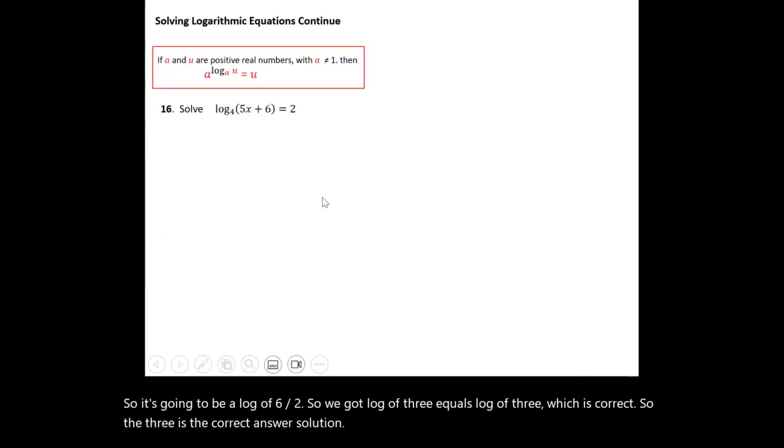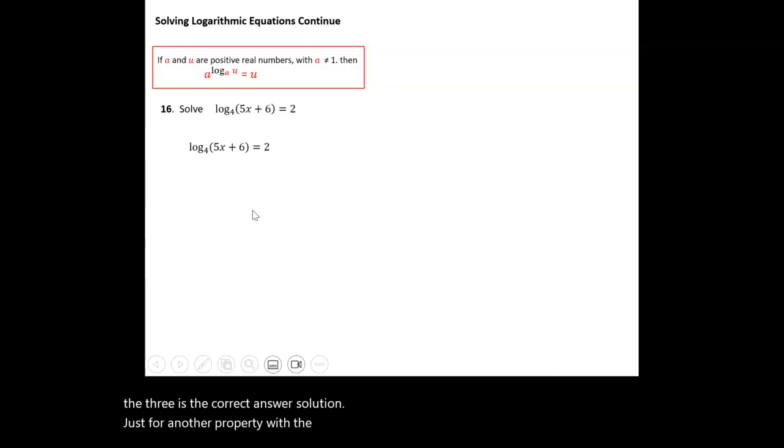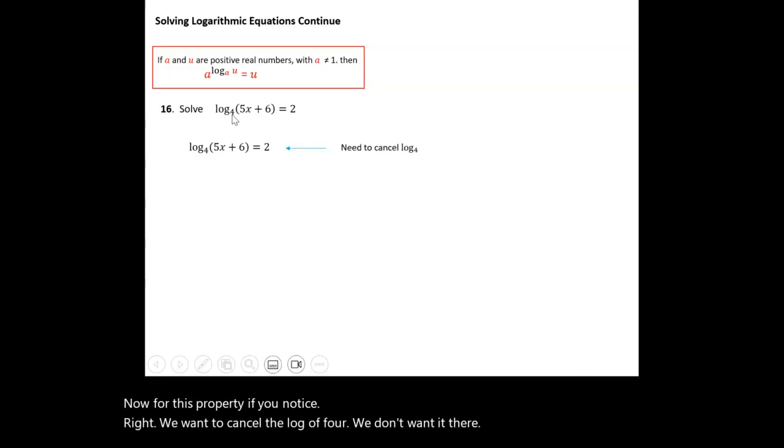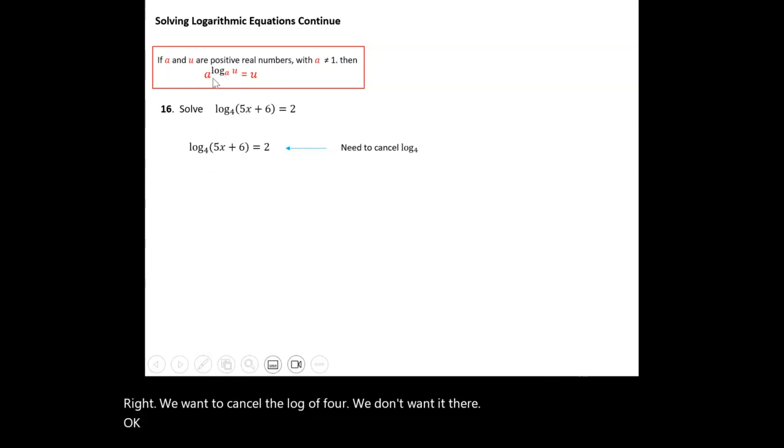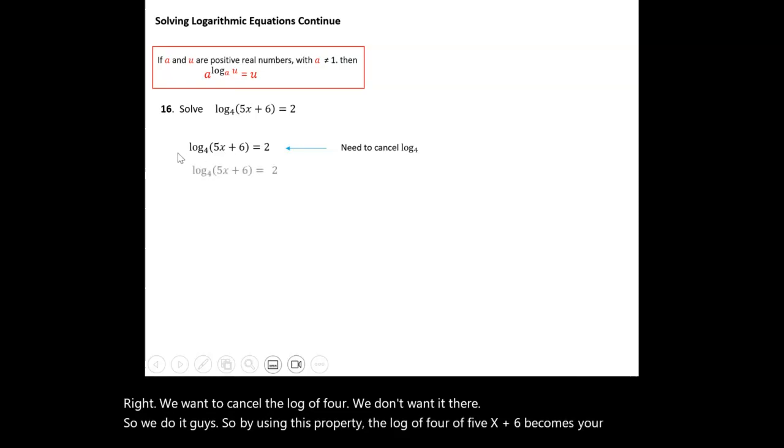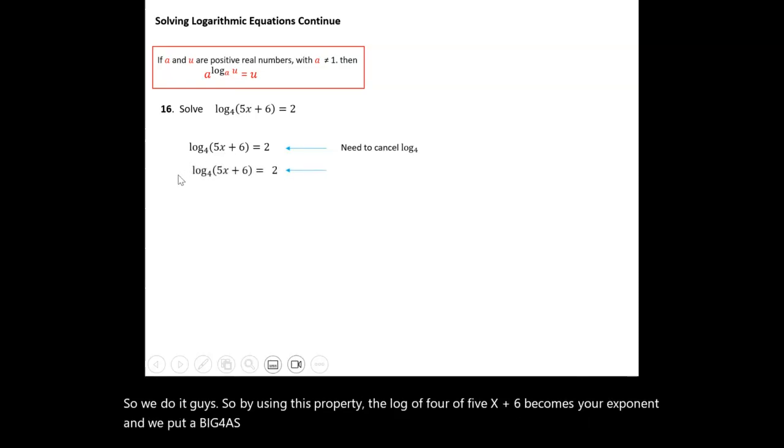Let's try another property with the logs. Now, for this property, if you notice, we want to cancel the log base 4. We don't want it there. Okay, so how do we do it, guys? By using this property, the log base 4 of (5x plus 6) becomes your exponent, and we put a big 4 as a base.